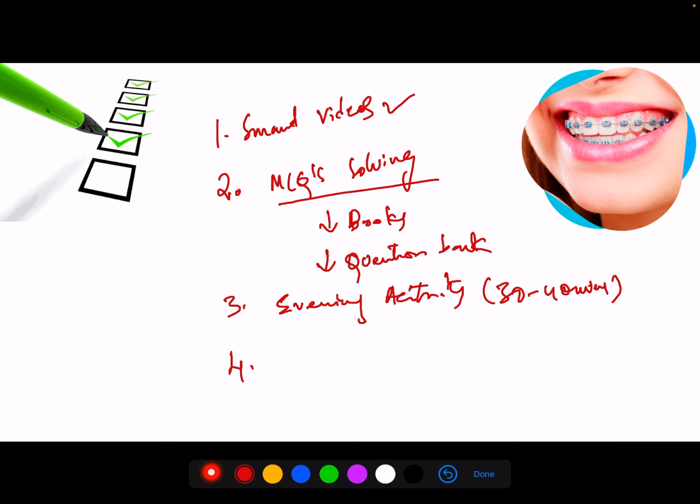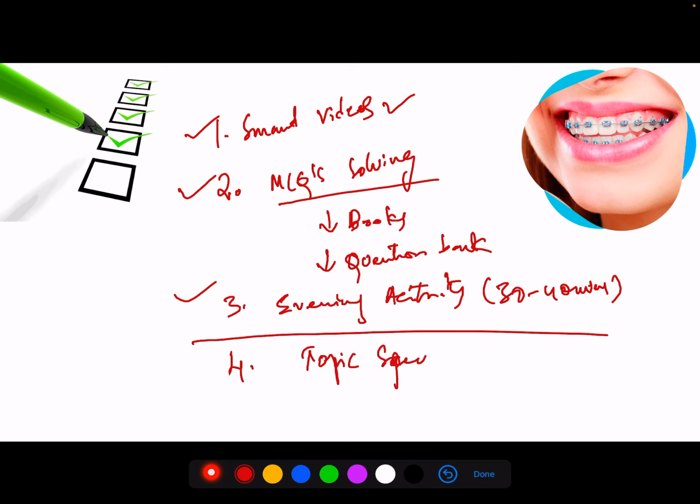Then fourth, after finishing these things, I want you to give your topic-specific exam, either the next day before you start, or on the same day if you want. The topic-specific exam will be in the ortho folder after clicking on take exam. So you can give that ortho topic-specific examination.